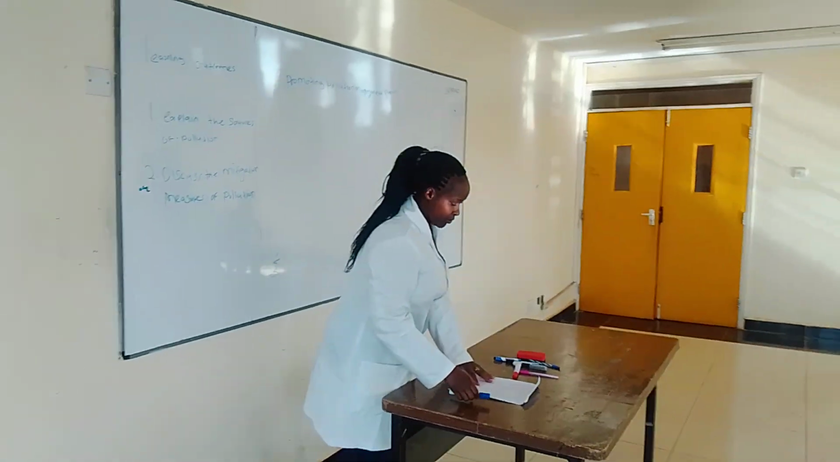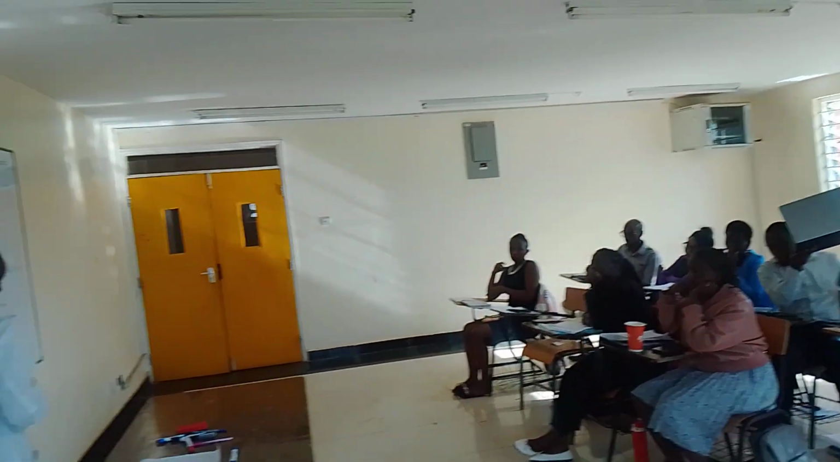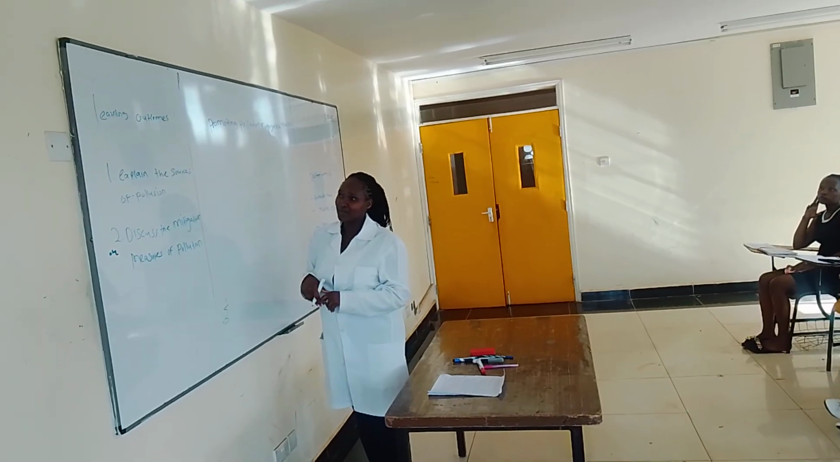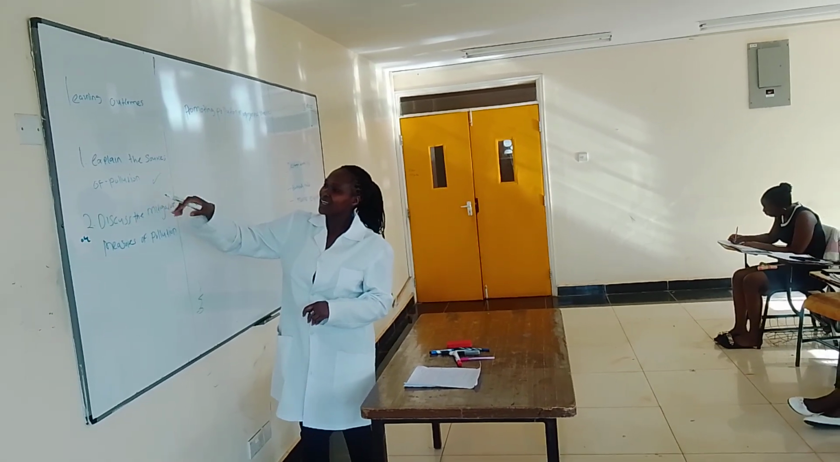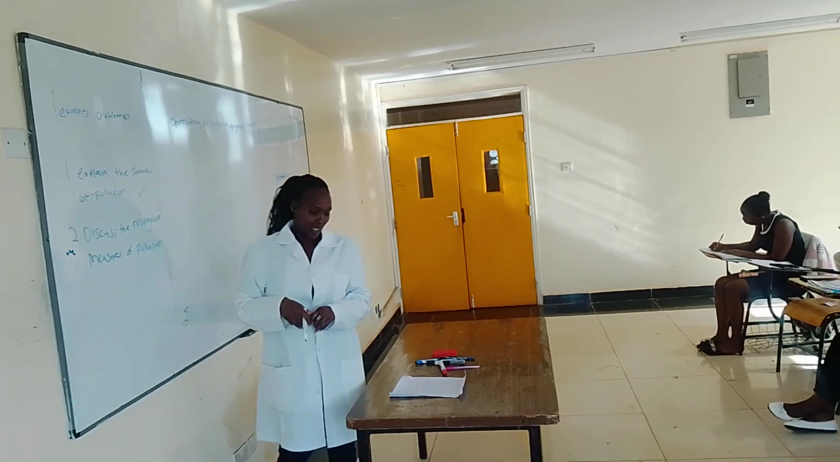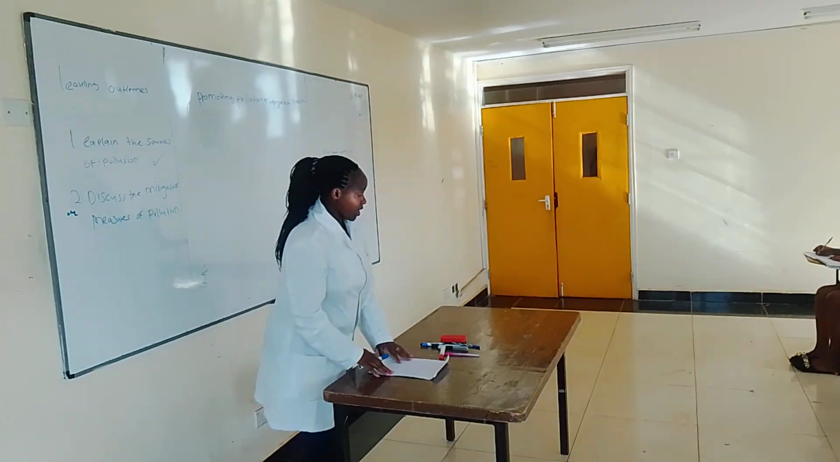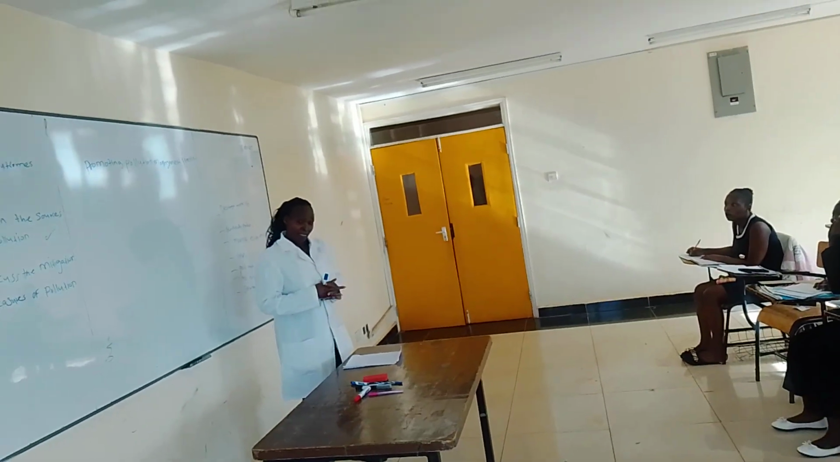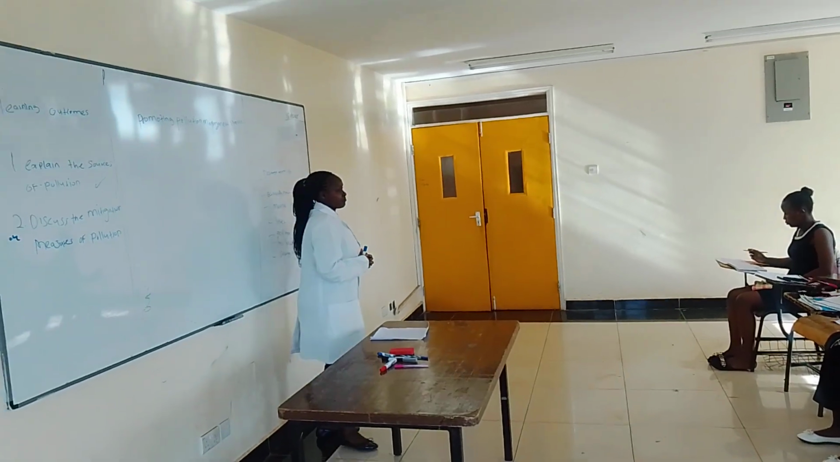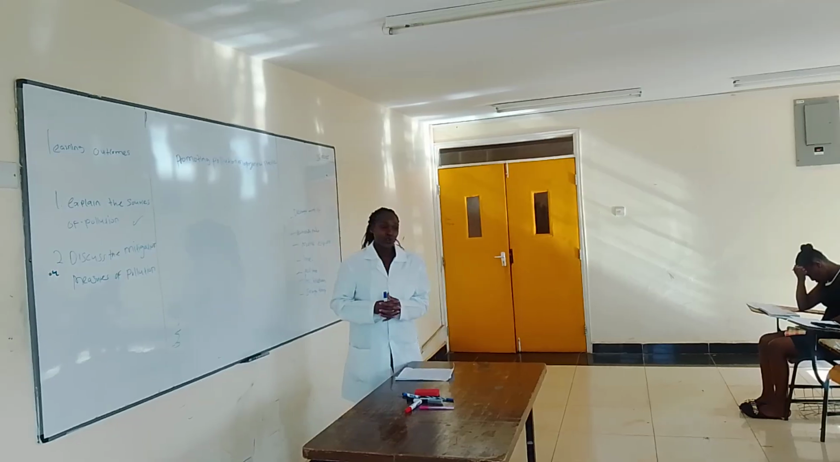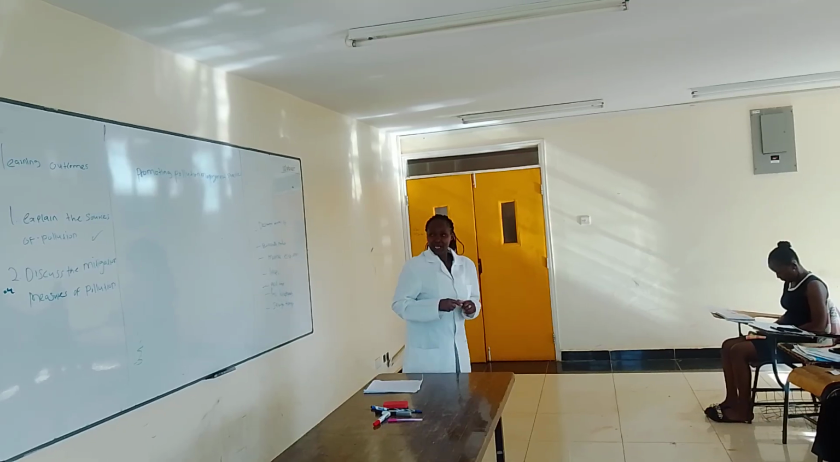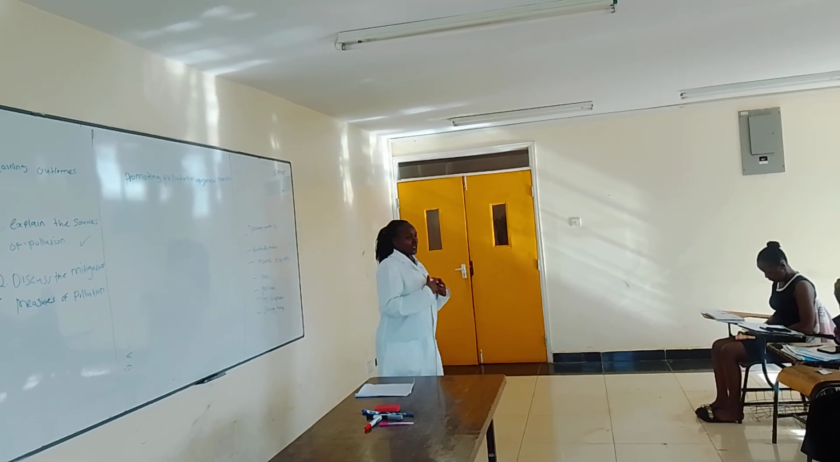Very good. I think now you have a picture of what we are going to do today. We are going to talk about pollution. Our first learning outcome is to explain the sources of pollution. I want you to at least mention one source of pollution. What do you know about sources of pollution? You've heard about pollution, so come up with a source of pollution.